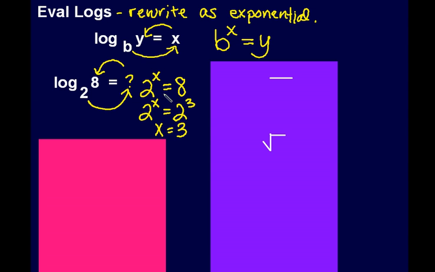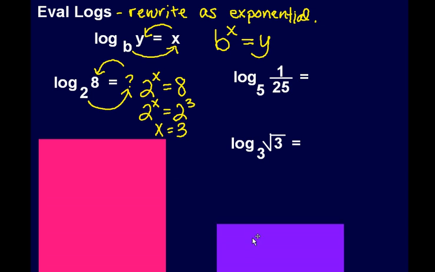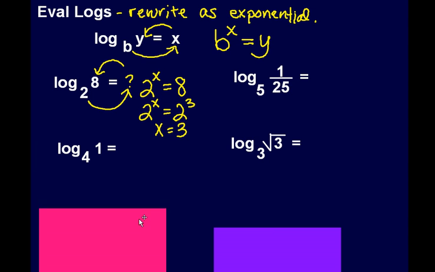So I rewrote this in exponential form. Then I said I can rewrite 8 as a base of 2, 2 to the third. Drop the bases, x equals 3. So this value right here is 3. Log base 2 of 8 is equal to 3. Let's try a couple problems. Press pause. Try and evaluate these 3 problems.